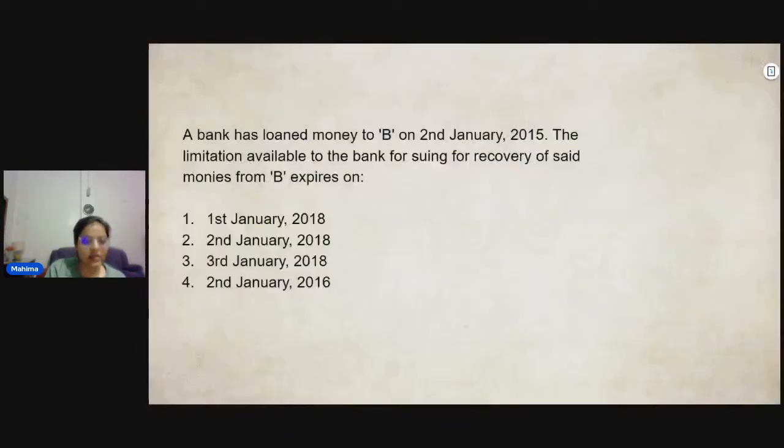Everyone is right. A bank has loaned money to B on 2nd January 2015. The limitation available to the bank for suing recovery of said monies from B expires on 1st January 2018, 2nd January 2018, 3rd January 2018 or 2nd January 2016. Now answer, Shubham. The first day rule.